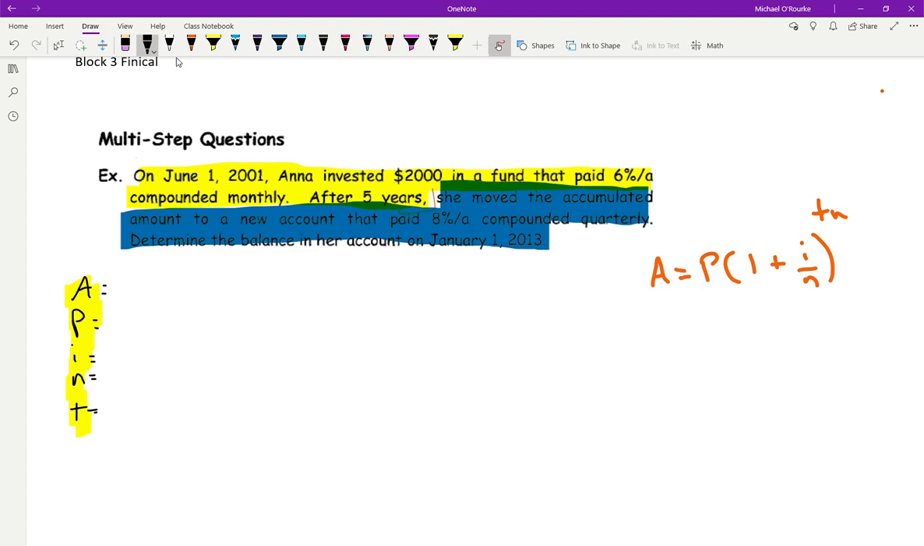Rating out of 5. 5 meaning I 100% got it. Where's my hand? 5 meaning 100% got it. 1 being I didn't get it at all. 3 being in the middle. Could you type in chat generally your idea of understanding for financial? Okay.